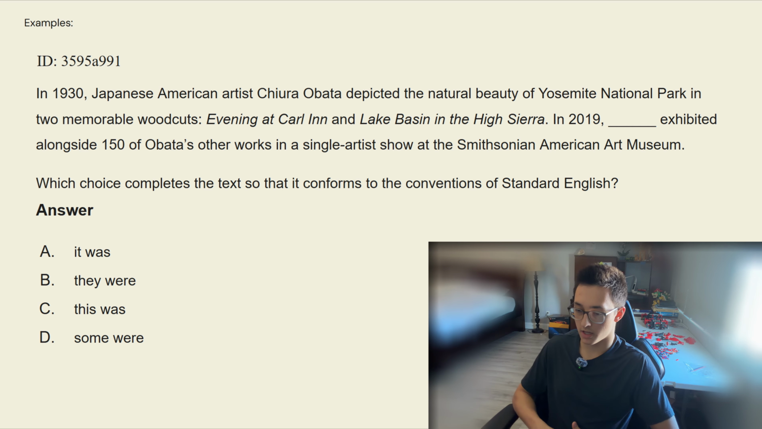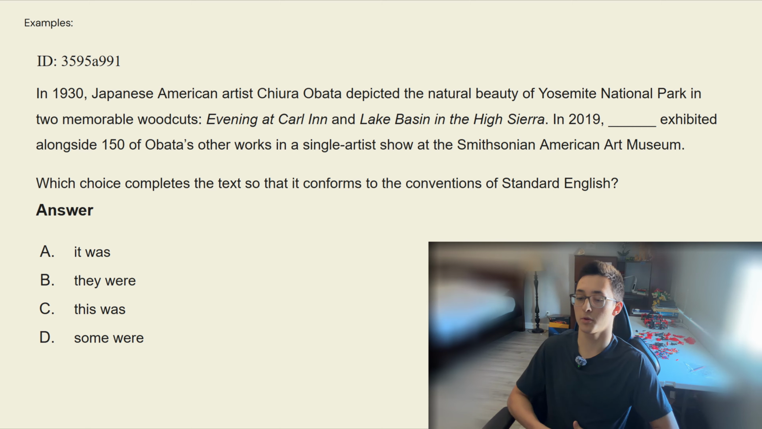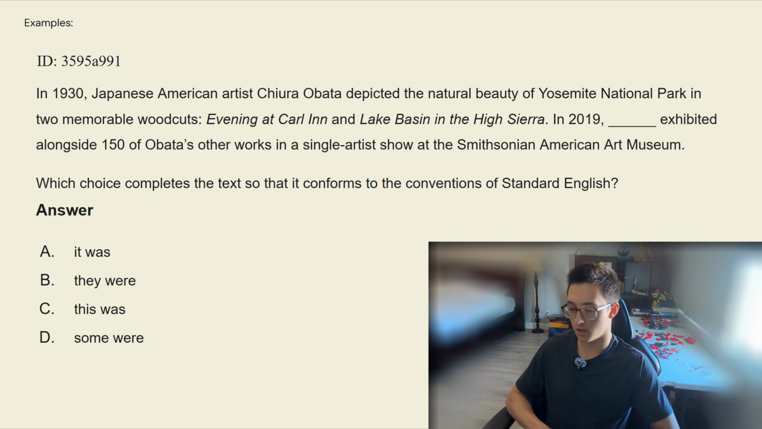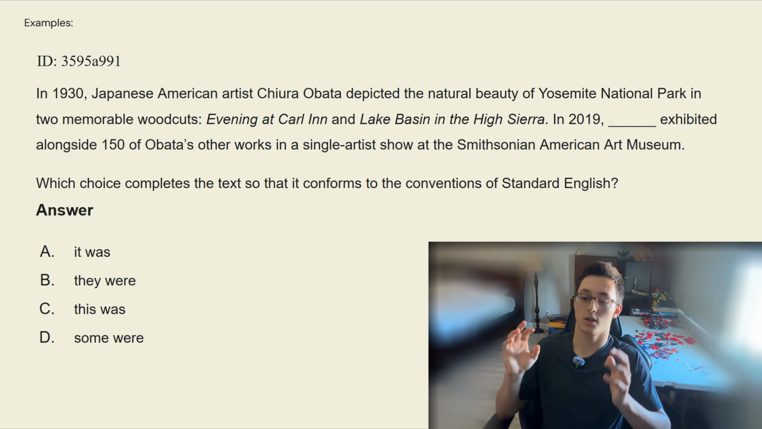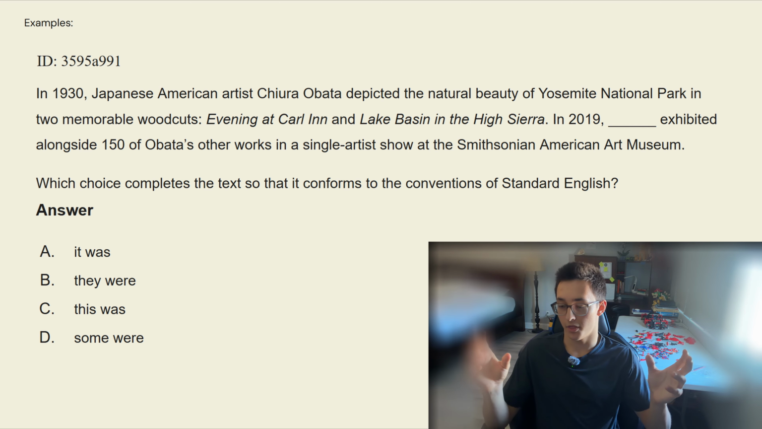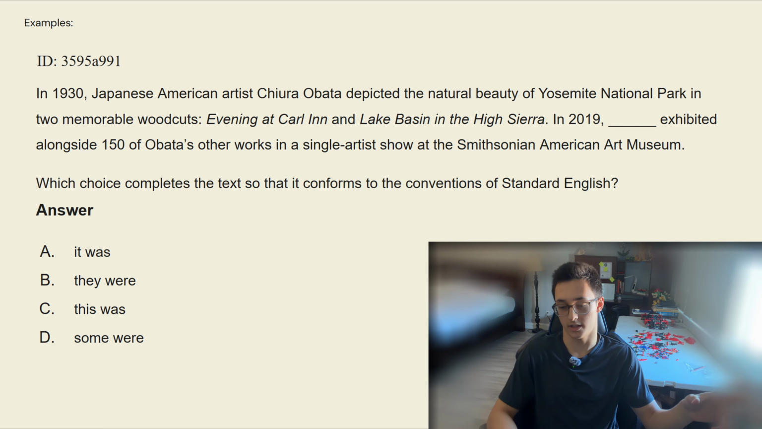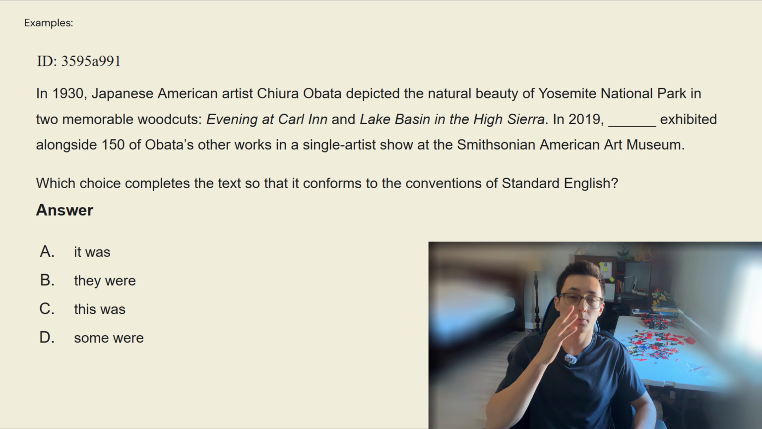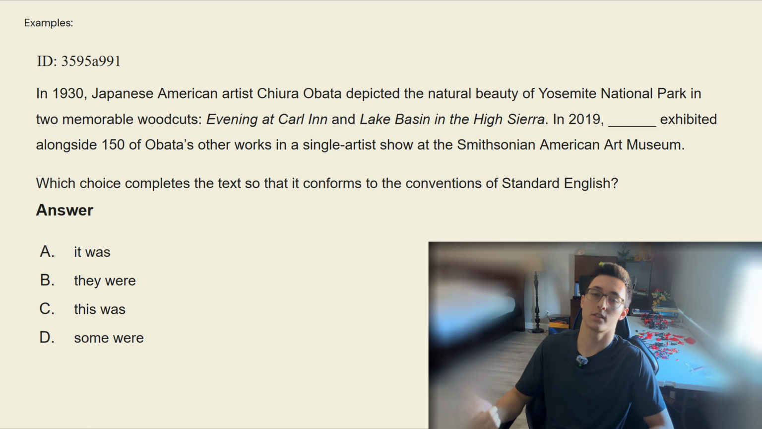In 1930, this artist depicted the natural beauty of this park in 2 memorable woodcuts. In 2019, blank exhibited alongside 150 of the other works, blah, blah, blah. So we know that the blank is connected to the 2 memorable woodcuts, okay? So we know that that's plural. And so knowing that it's plural puts us in between B and D. They were and some were.